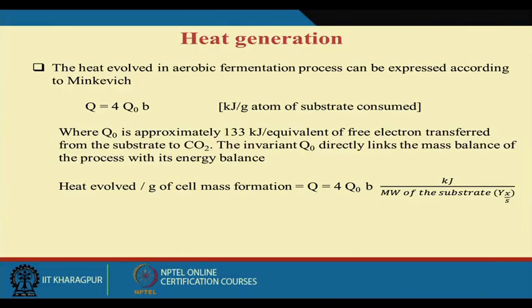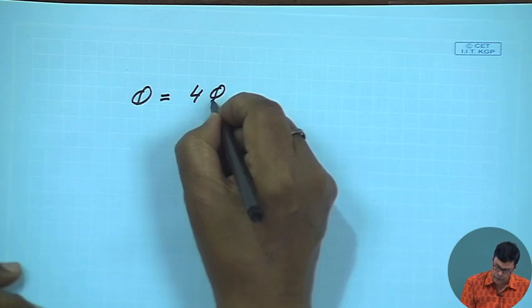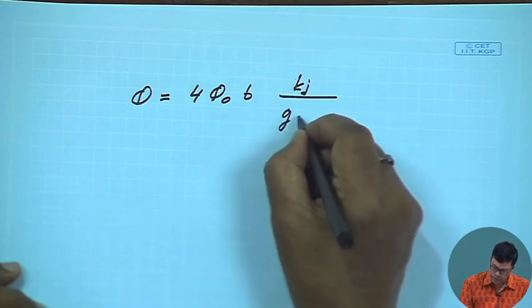So, the heat evolved in the aerobic fermentation process we can calculate with the help of the equation 4 Q0 B. Q0 is approximately equal to 133 kilojoules per equivalent of free electron transferred from substrate to carbon dioxide. If you multiply it by B, this will give you the information in kilojoules per carbon atom of substrate consumed. Now, here I want to show you that Q is equal to 4 Q0 B, which is in kilojoules per gram atom of substrate.